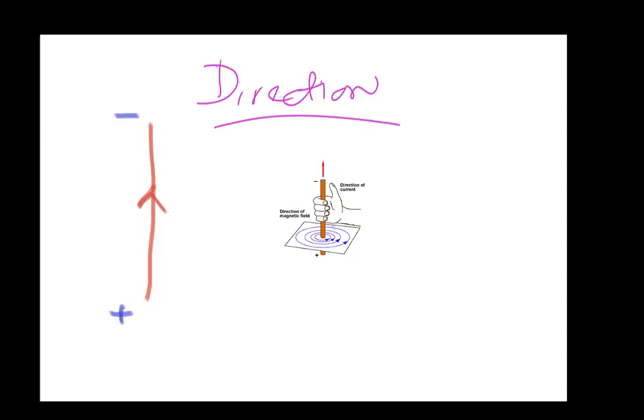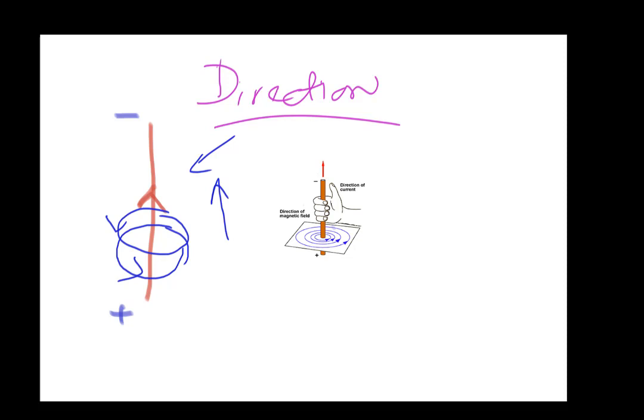In this scenario, if the current is moving there, your thumb is going to point this way, so your thumb will point up. Imagine you're grabbing onto the wire, your thumb is pointing up, and your fingers are going to curl this way. That means this is the direction of the magnetic field. The direction of the magnetic field is going to be anti-clockwise. Just pretend you're holding onto the wire, and your fingers are going to curl in an anti-clockwise direction.